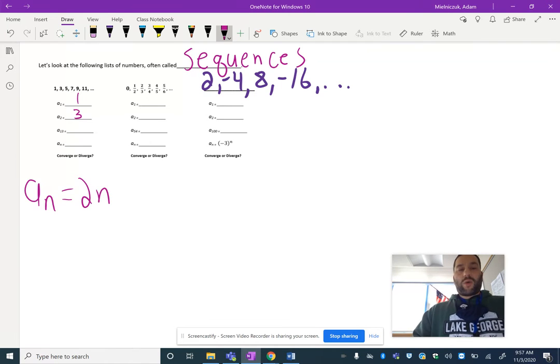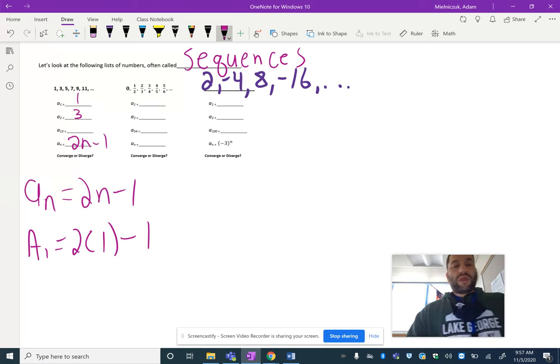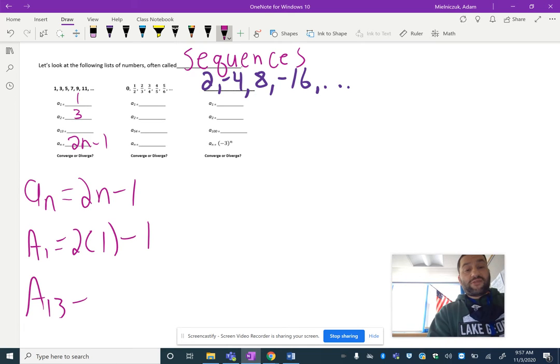But how do I get, like my first term, for example? If I put in 1, I'd have a sub 1 equals 2 times 1, which is 2. But since I want my answer to be 1, what would I have to do? I'd have to subtract 1. So we know that a sub n is going to equal 2n minus 1. And we can use that to find a sub 13. We can say the 13th term is equal to 2 times 13 take away 1, which is 26 take away 1, which would give us 25.